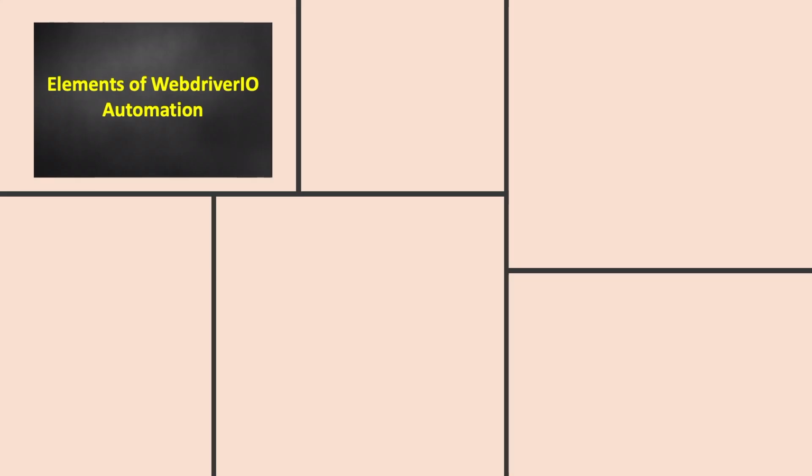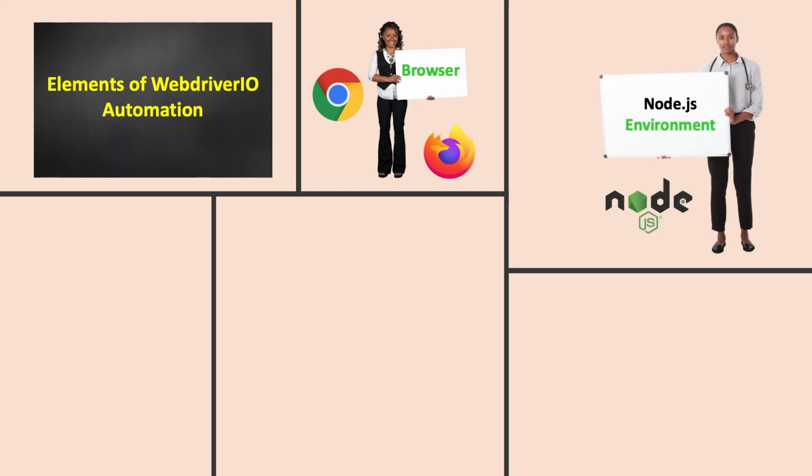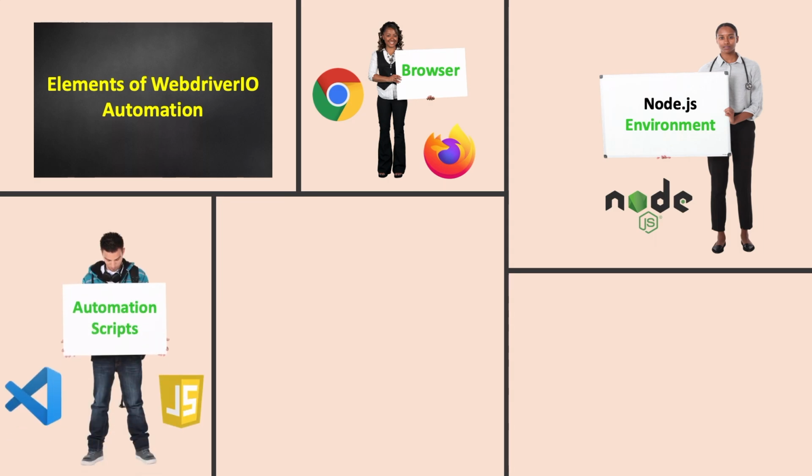Alright, what are the elements of WebdriverIO automation? Obviously there has to be a browser. There has to be a platform where I can write my code. So Node.js is the environment that I'll have to choose. With the Node.js environment, I write my automation scripts in JavaScript, and that JavaScript can be easily edited with the help of a code editor, that is VS Code. That's what I'm trying to use here. You can use anything else that you want.